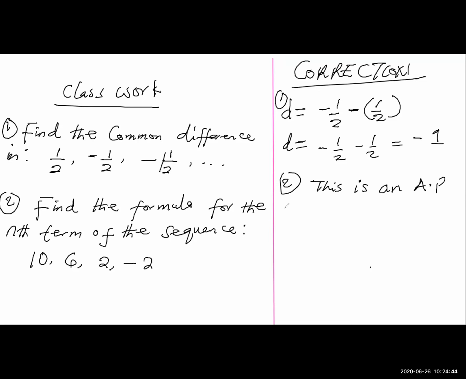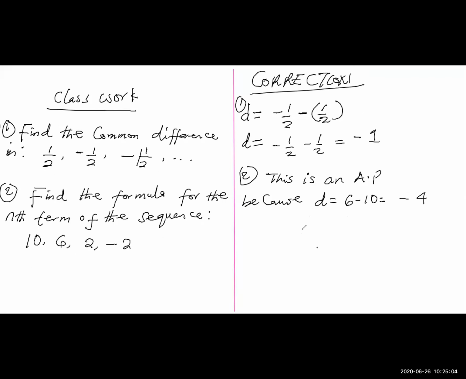Why? Because your d is equal to 6 minus 10 equals minus 4. It's an AP because 6 minus 10 will give us minus 4. That is the reason. All right, so since it's an AP, you can use the nth term of an AP, so instead of going back to the beginning, what I did at the beginning, you can just use the nth term of an AP to generate it, a plus n minus 1 d.